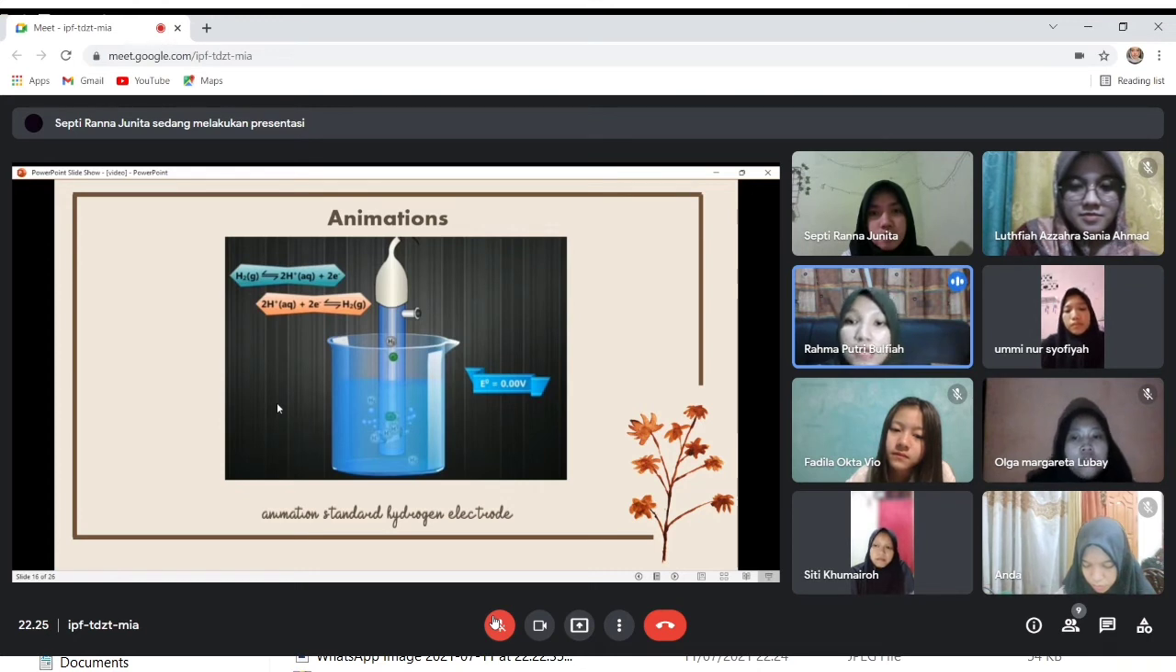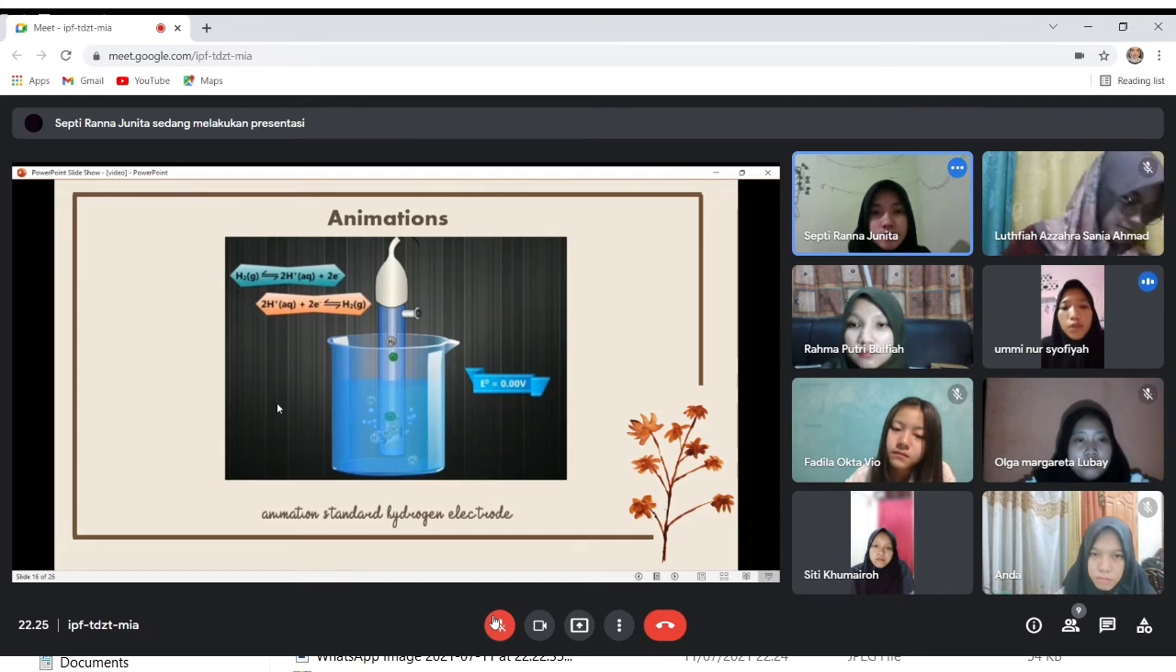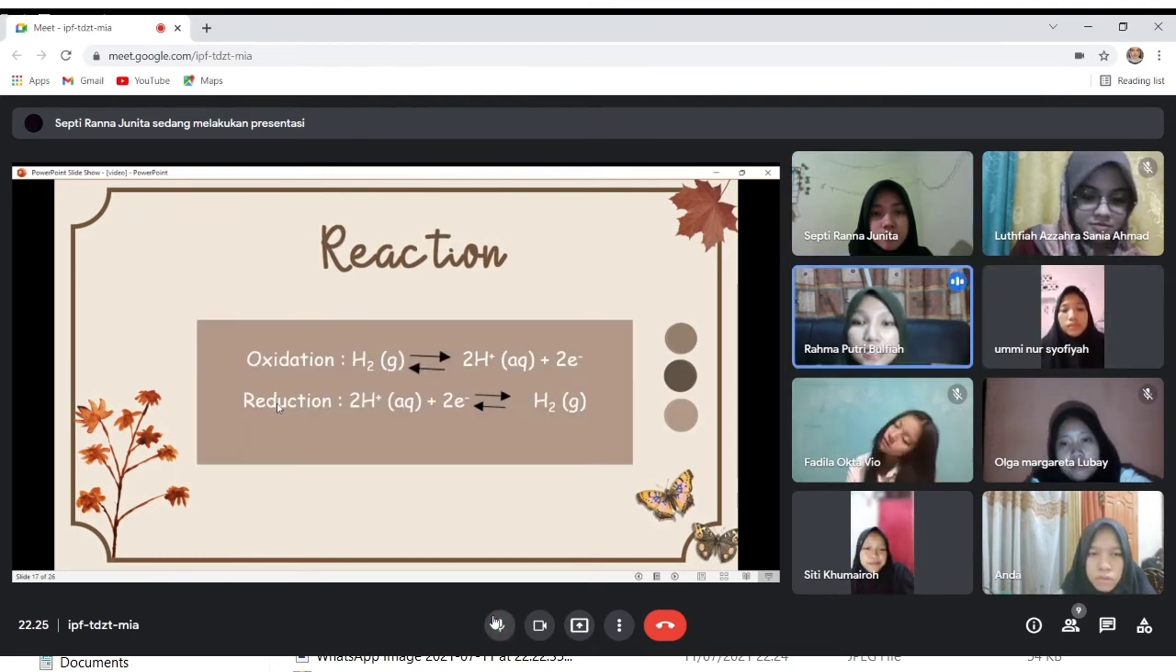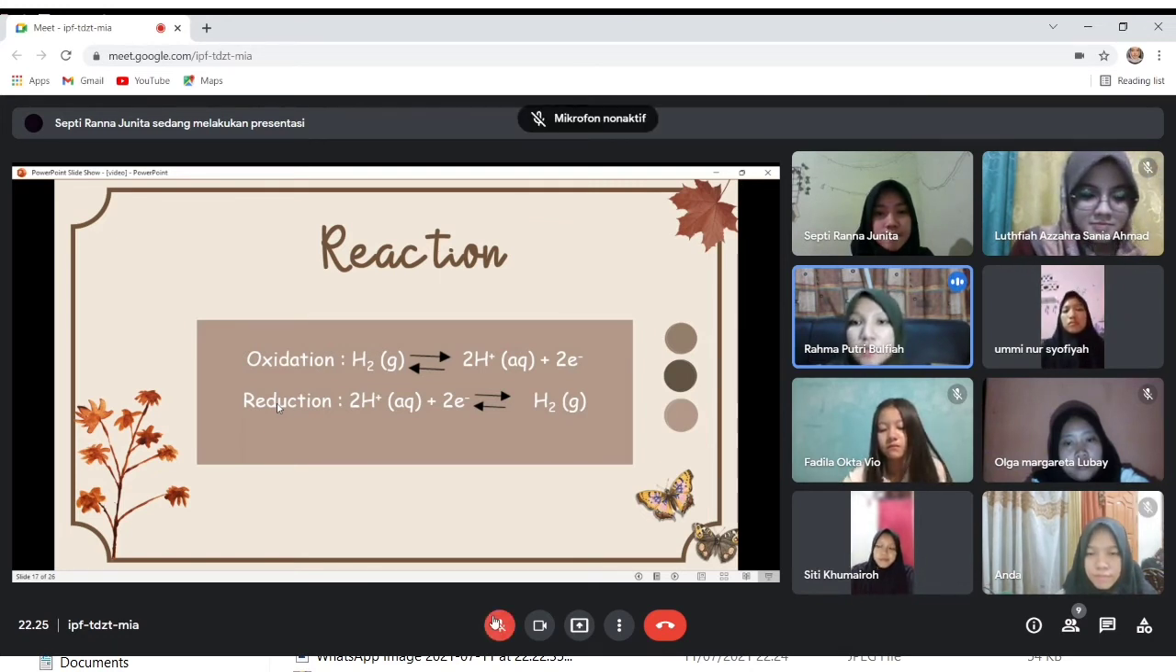Now, who can write the reaction at the electrode? I want to try, Miss. Okay. Right, this reaction is assigned a standard electrode potential, with the standard potential of hydrogen being 0.00 volt. Do you understand, class? Yes, Miss. I've got it. Okay, if you got it, you can measure the standard electrode potential of cells.